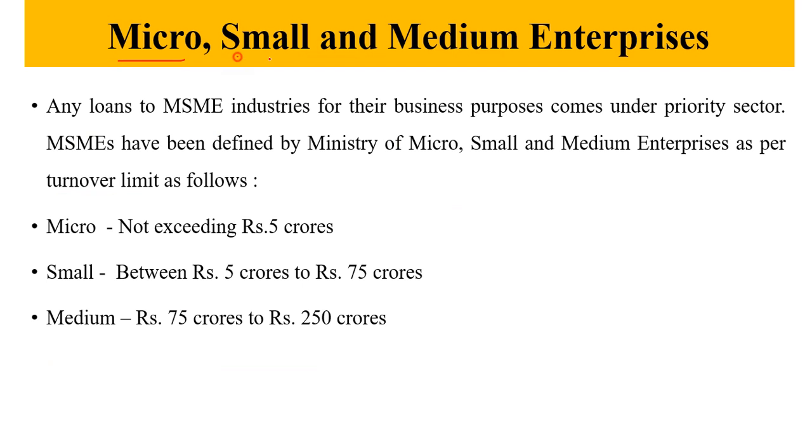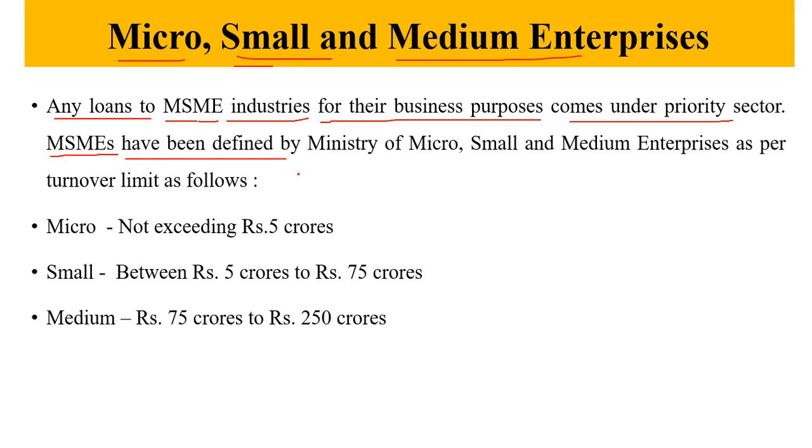Next, micro, small and medium enterprises. Any loan to MSMEs, meaning micro, small and medium enterprises, industries, for their business purpose, comes under priority sector. Now what comes under micro, small and medium enterprises? It has been defined by the Ministry of Micro, Small and Medium Enterprises as per the turnover limit. Which industry comes under micro, which under small, which under medium, is classified as per that turnover limit.